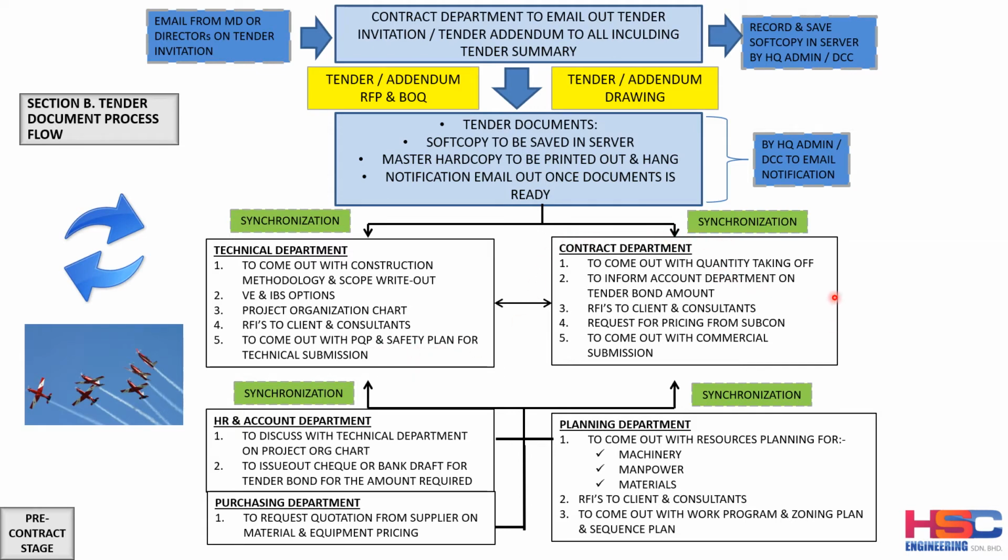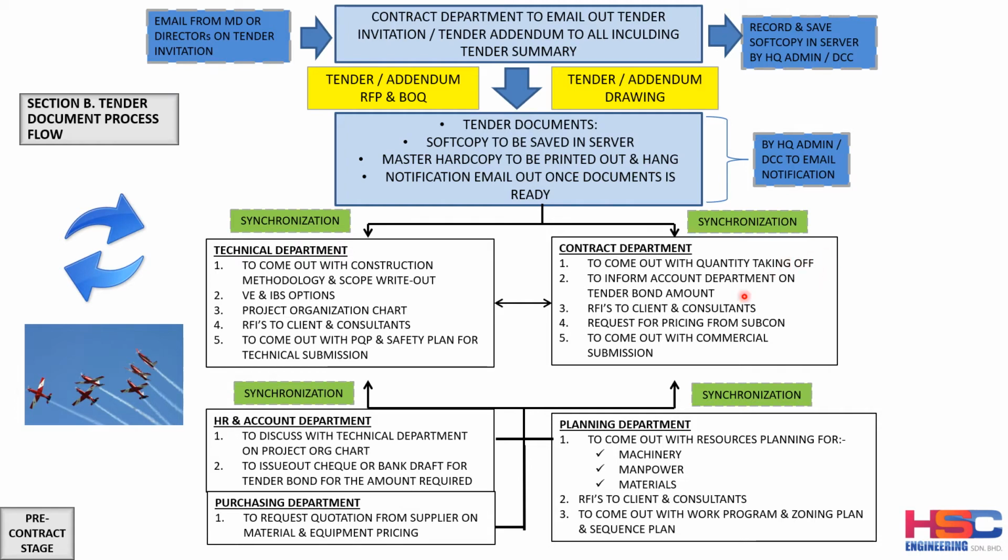The contract department will straight away take the drawing and do the quantity taking off to ensure that the quantity that is mentioned in the BQ given in the tender document is correct. At least they have an idea that they can trust the quantity given in the BQ, so that we want to avoid any missing quantity from the tender.